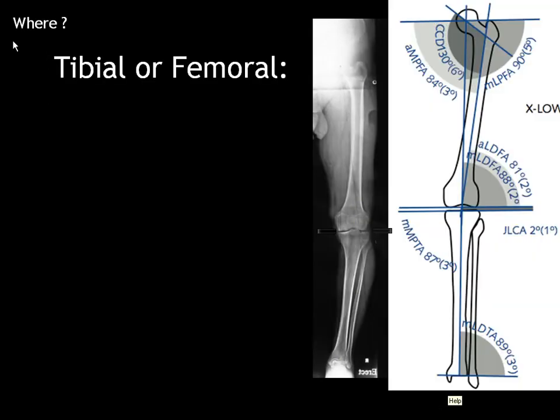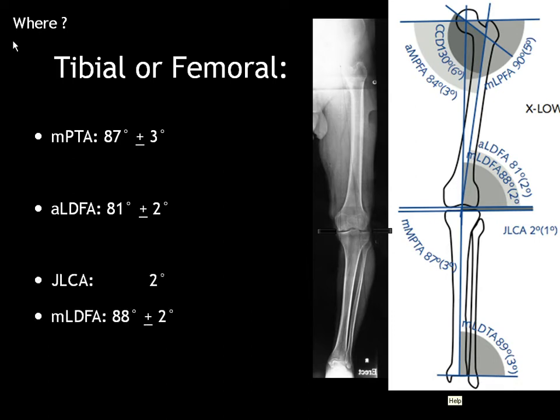Okay? Next is, where is the actual deformity? Is it tibial or femoral? And that really depends. We have certain angles which we know are the normal values, and if they deviate from that, then we know there's a deformity. The medial proximal tibial angle is around 87 degrees plus or minus 3. We have the anatomical lateral distal femoral angle, which is here with the anatomical axis, and that's about 81. The joint line convergence is actually a range of 0 to 2. And the mechanical lateral distal femoral angle, so we get the mechanical axis with the joint line, and that's roughly 88 to 90 degrees.